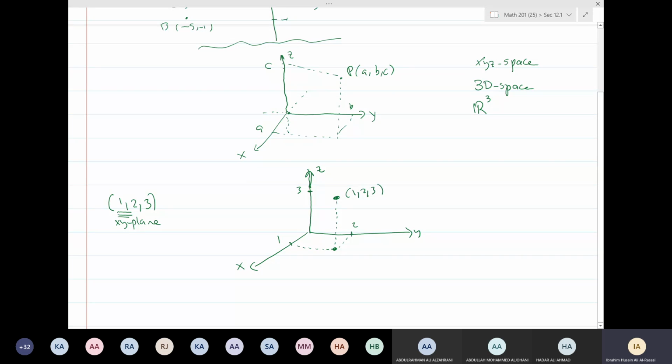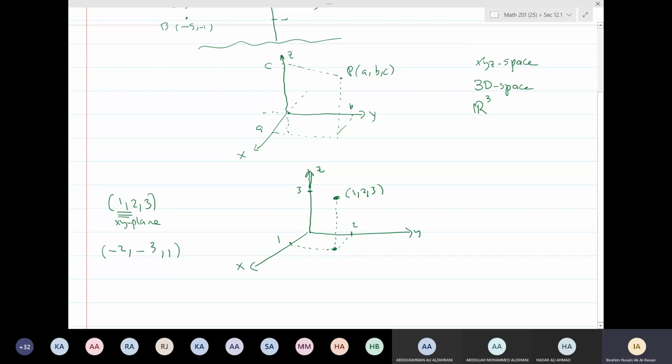But to locate a point, you must always start from the xy plane, okay? 1 and 2: locate them in the xy plane, and then from that point, if the z coordinate is positive, you go 3 units upward. If it is negative, you go downward, parallel to the z axis. Okay. For example, if I choose a second point, -2, -3 and 1, for example.